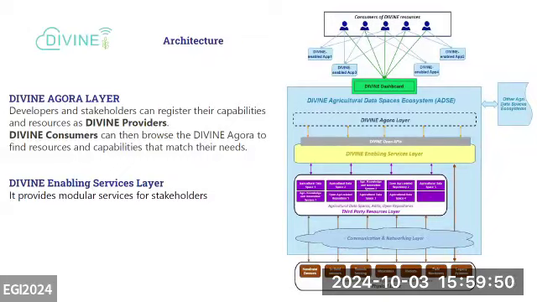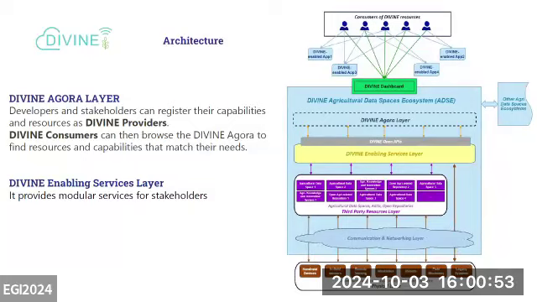At the top, of course, we have the consumer of DIVINE resources, which can interface with DIVINE through the enabled app, which is a flexible architectural software application that allows consumer users interoperability within DIVINE and for their own data. And through the DIVINE dashboard, they can access the agricultural data space ecosystem, with the DIVINE Agora layer, where developers and stakeholders can register their capabilities as resources, like DIVINE providers, while DIVINE consumers can then browse the DIVINE Agora to find resources and capabilities to match their needs.